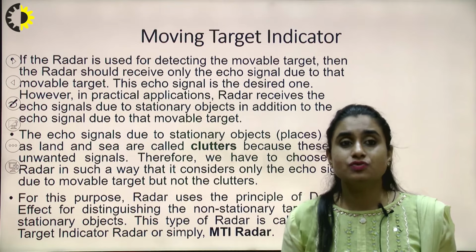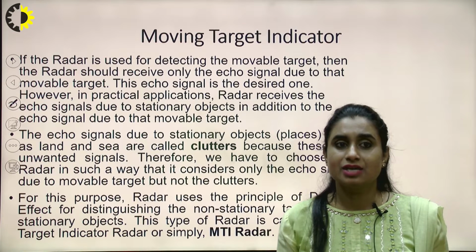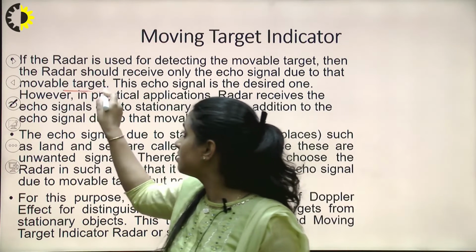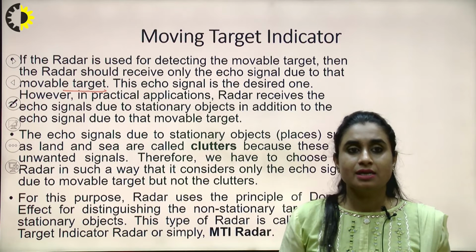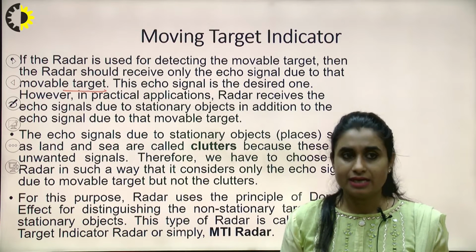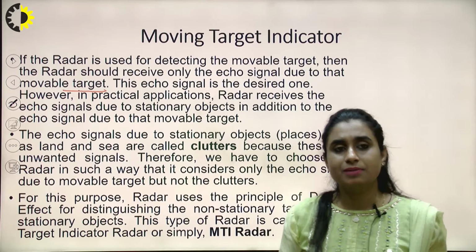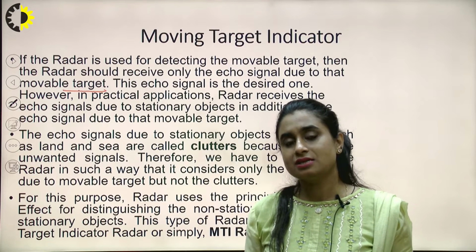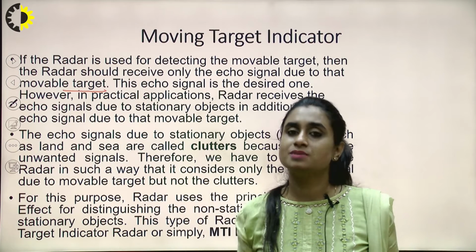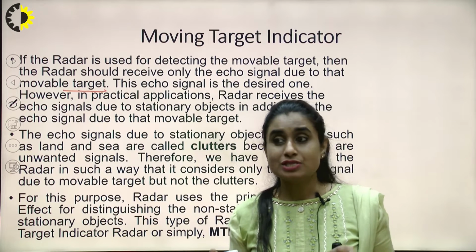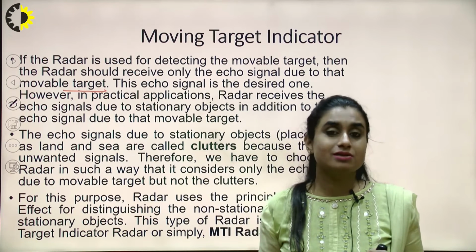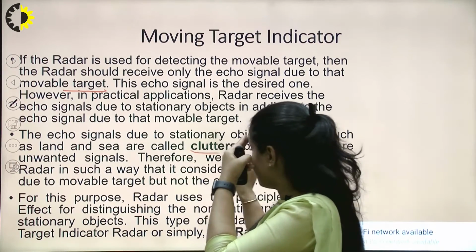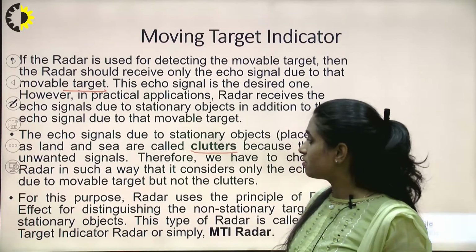If a radar is used for detecting the movable target, then the radar should receive only the echo signals due to the movable target and not from the stationary ones. The echo signal is the desired one, right? The received signal. However, in practical applications, radar does receive signals because of the presence of stationary objects in the vicinity as well. And those stationary objects which generate signals which are received by radar are called clutters. This is a term which we'll be talking about more often, right?